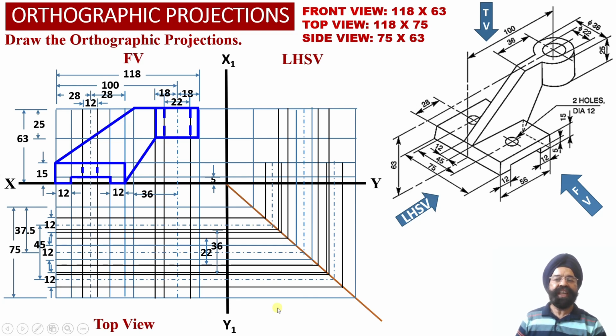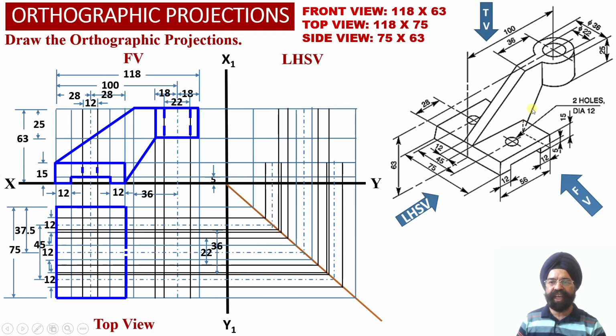orthographic projections. Now let us darken the portions of the solid which are visible to the observer, as the observer is going to look at the solid from the top view orientation. Now whenever the observer will be looking at the solid from the top, this boundary corresponding to element number 1 will be visible to the observer.